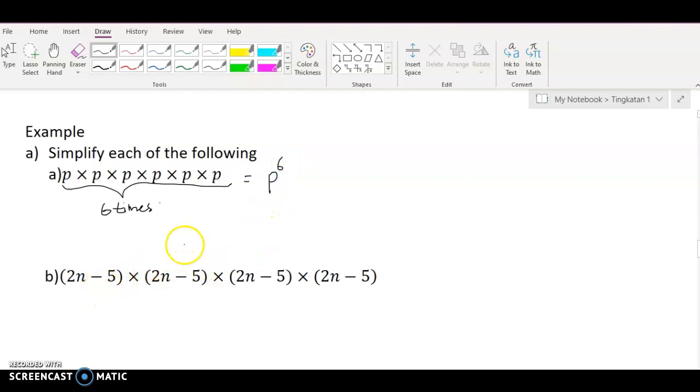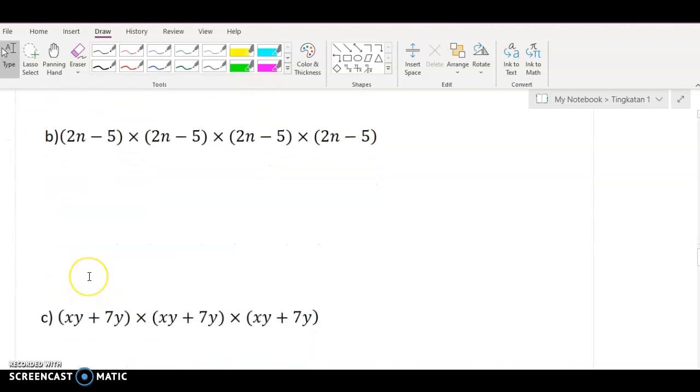Now look at this. It involves 2n minus 5 times 2n minus 5 times 2n minus 5 times 2n minus 5. For this one, maybe you look at it as complicated. What you have to do is treat the bracket as 1. So you should get, hi guys, sorry for the distraction.